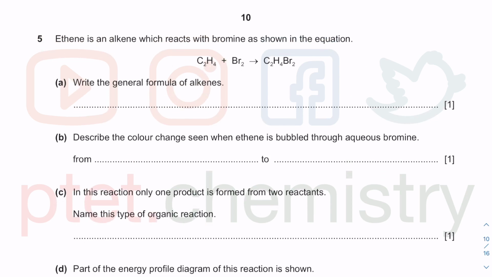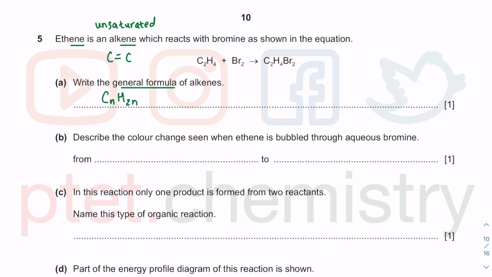Question number 5, we have organic chemistry finally. This is ethene, it's part of the alkene family. This is what we call unsaturated hydrocarbons, because you have a carbon-carbon double bond. What's the general formula? Very straightforward, CnH2n. You can see that 2 times 2 is 4, CnH2n.